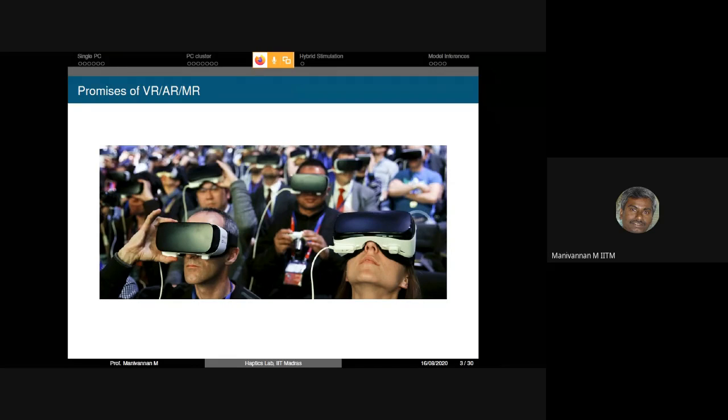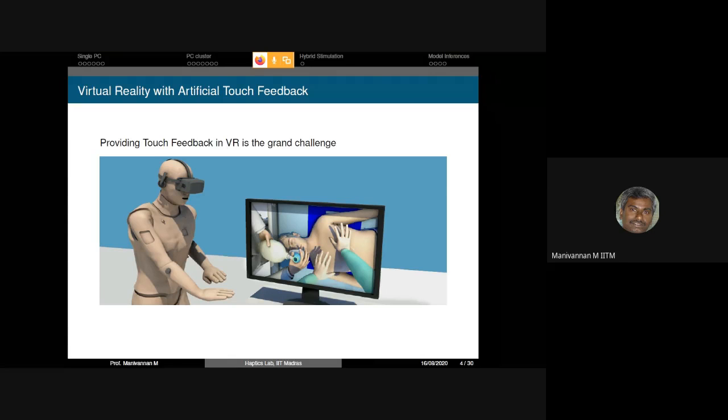Now coming to today's topic, what do we model as far as touch is concerned? Why is touch there and what is there to model? Let me first explain some applications and then I'll go into the modeling. Today, VR, AR, MR, a lot of industries are talking about them and a lot of startup companies are working on them. One of the grand challenges in virtual reality is that there is no touch feedback. We want to touch the virtual object. Providing touch feedback in virtual reality is one of the grandest challenges.